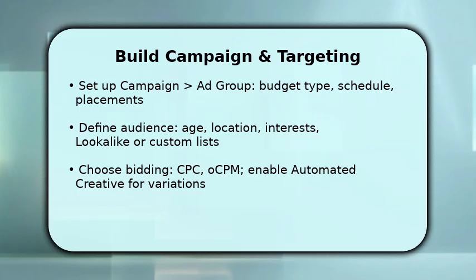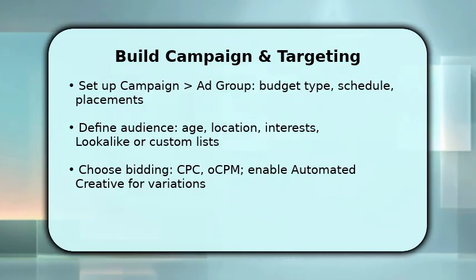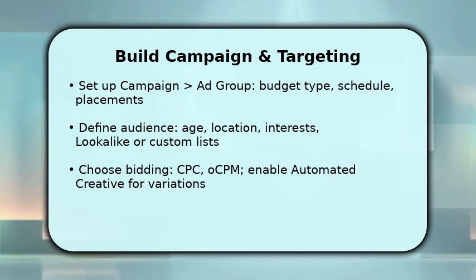Then pick bidding, CPC or optimized CPM, based on whether you want clicks or conversions. Also enable automated creative. It tests headlines, CTA, and assets to find top-performing combinations quickly.